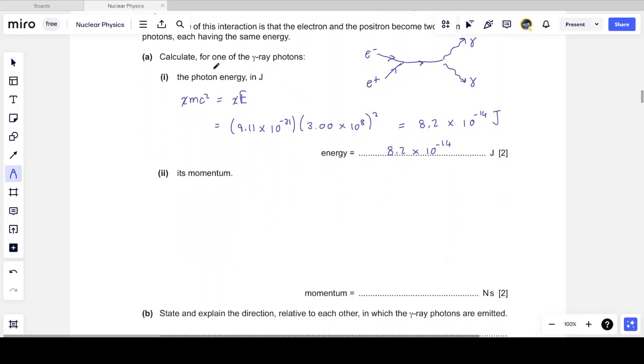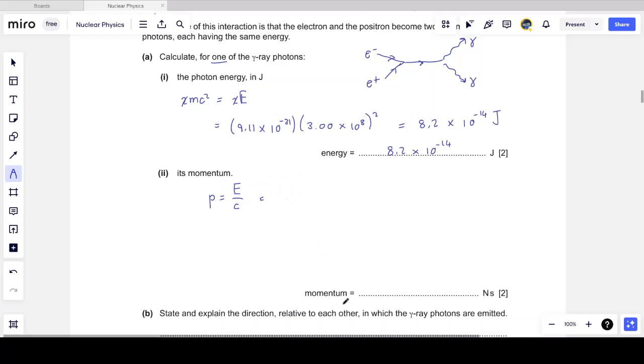And it also says, for one of the gamma ray photons, very specific. We're also asked to calculate the momentum for one of the gamma ray photons. Now, momentum of a photon is very different. We can't use the equation mv because photons have no mass. But we can use the equation p is equal to E over c.